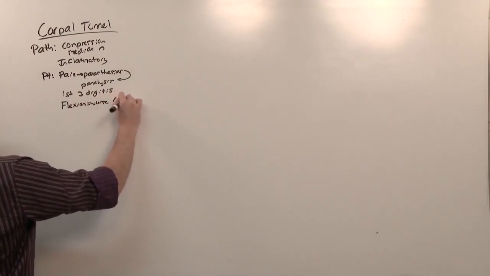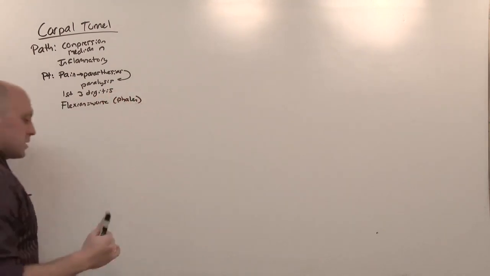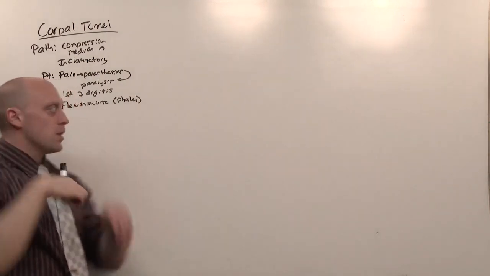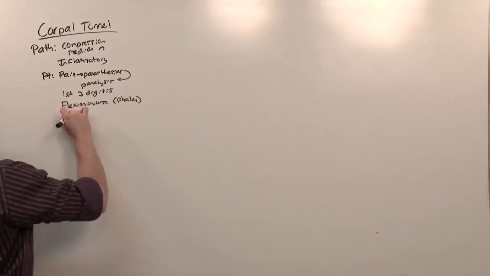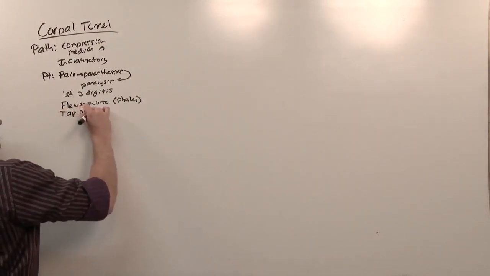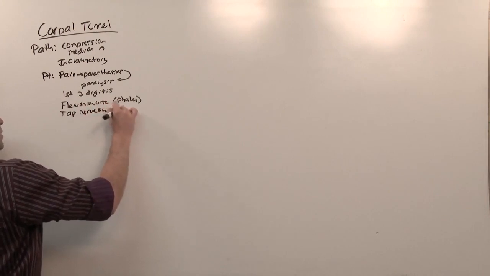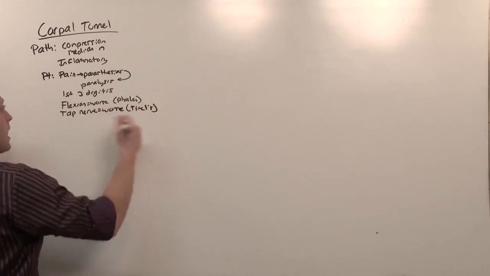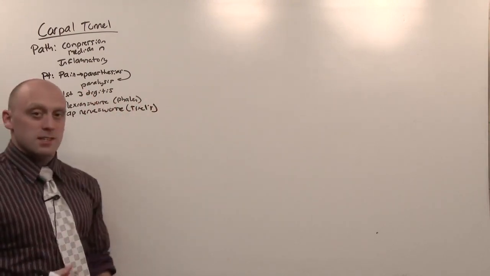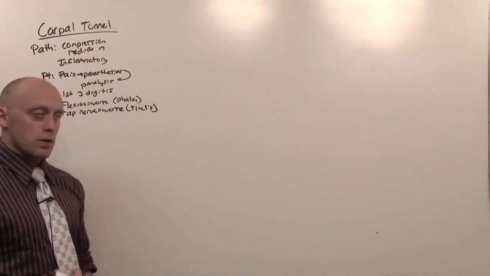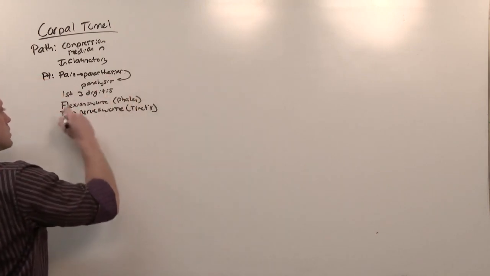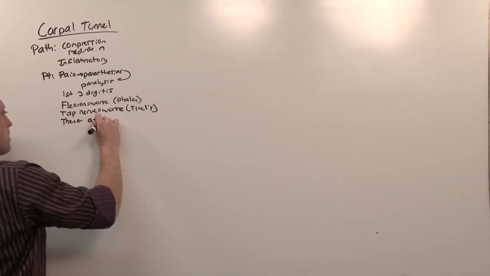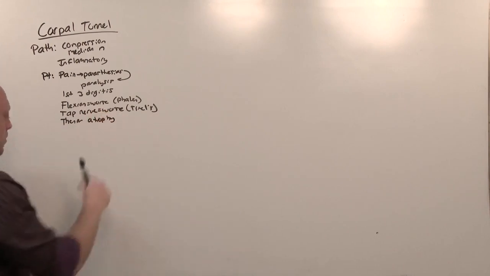This is Phalen sign, where you have them put the back of their hands together and really flex their wrists. If you tap on the median nerve, that makes it worse. This is Tinel sign. And a late sign of the disease: if you allow this to go on long enough and you have paresthesias and paralysis, eventually you will develop thenar atrophy. You generally want to intervene before that happens.